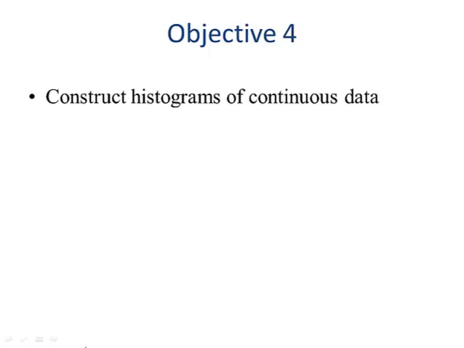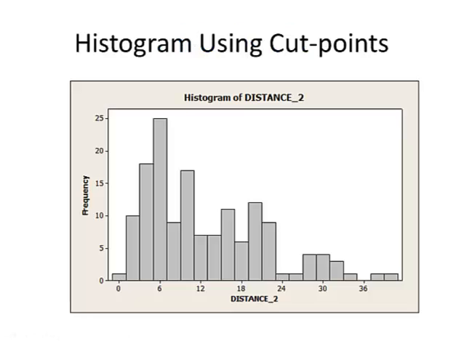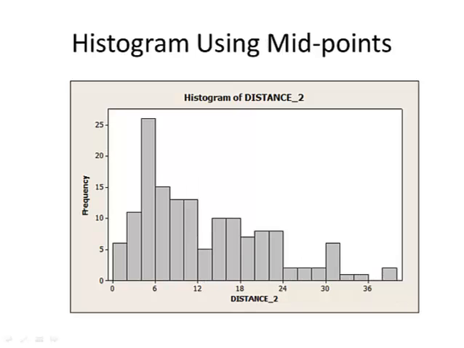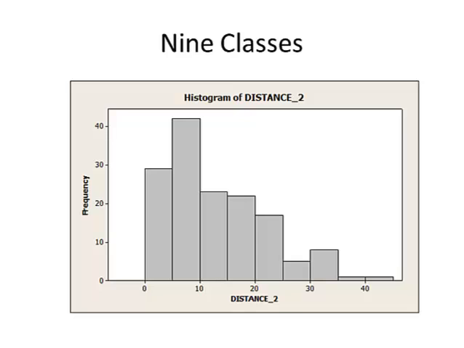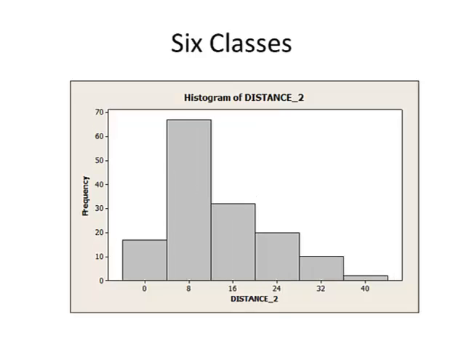Let's look at continuous data. This is the histogram for the variable in the student survey data for distance away from school. The variable name was distance_2, and we can see here that the number of classes was automatically determined by Minitab, and it's using midpoints. Now let's look at the histogram where it's the cutoff points, and again it changes shape a little bit. Now if we were to shrink the histogram to 9 classes, this is what the histogram would look like. If we go to 6, again the shape changes as we're grouping more and more data into fewer bins.